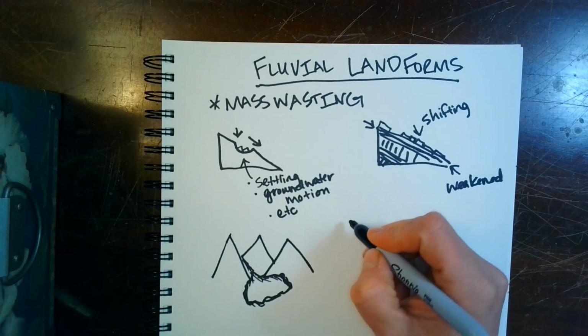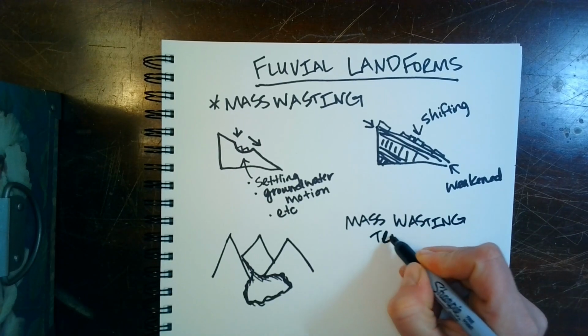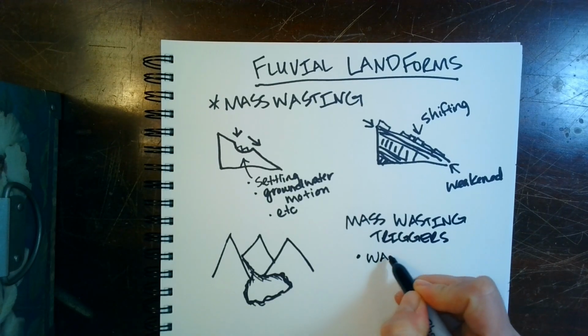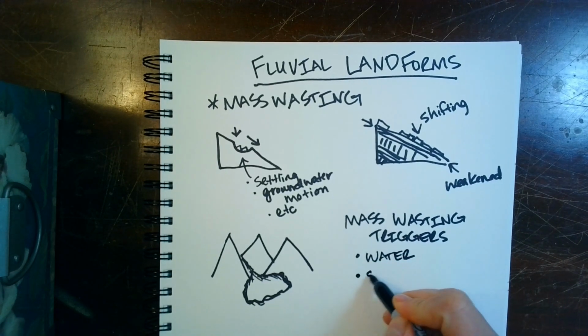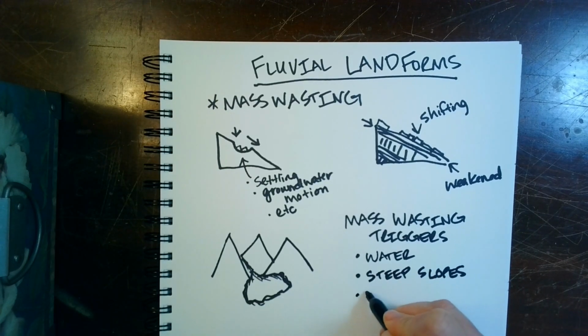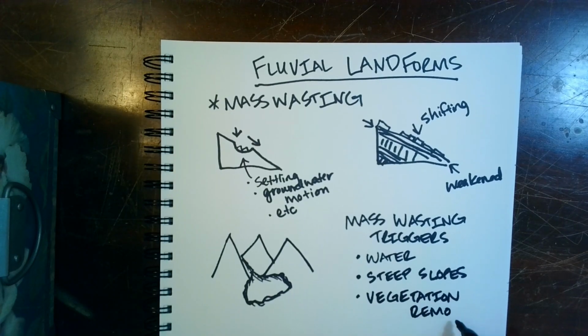What causes mass wasting or triggers a mass wasting event? Several factors are included, including water, which we have talked about, that can either be rainfall or groundwater, steep slopes, like in mountains, vegetation removal, and earthquakes. Water and earthquakes are especially powerful triggers.